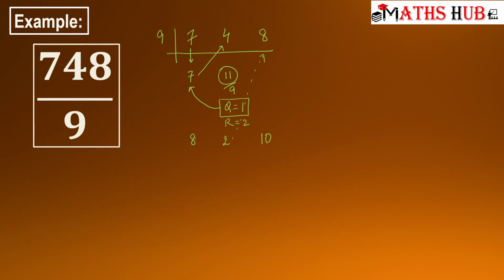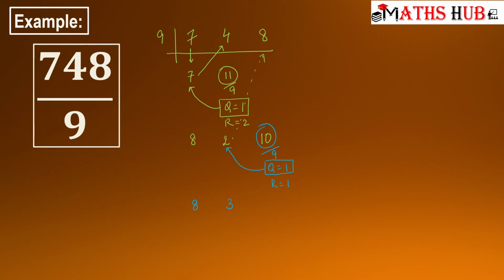Again, this place is exceeding 9. So you divide 10 by 9. So quotient is 1, remainder is 1. Add the quotient to the previous place. So the previous place was 2. So now the revised number 8 will remain as it is. Quotient is added to the place of 2.